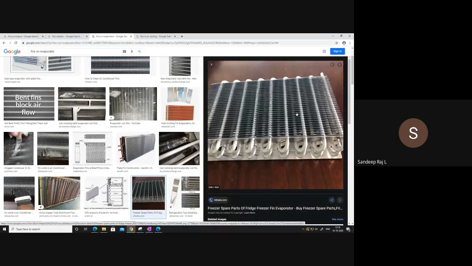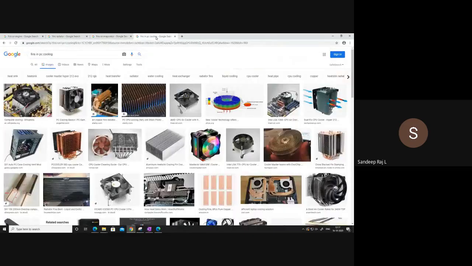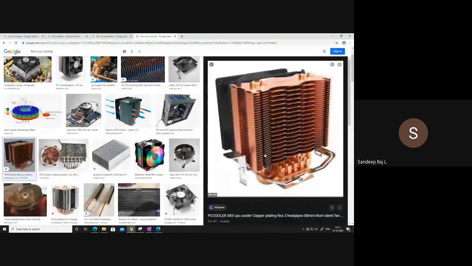These evaporators have so many pins here. As you can see, the surface has been extended. The surface area available for convection has been increased even in this case. Even in PC cooling this is used. This is one typical example where you will have different kinds of fins. In the bottom, you can see the fins are of one kind.